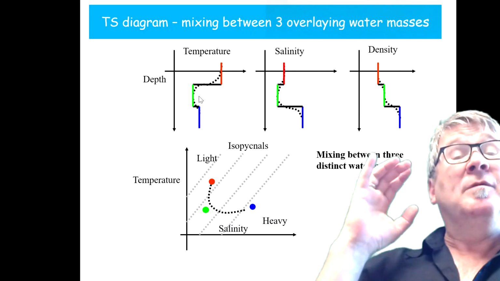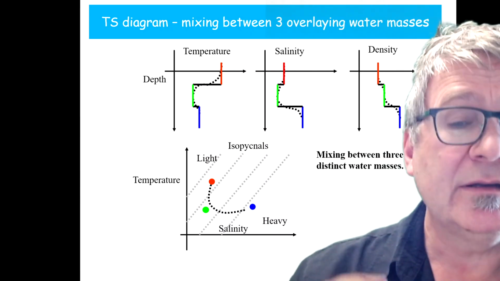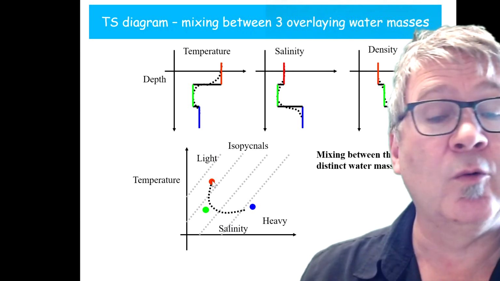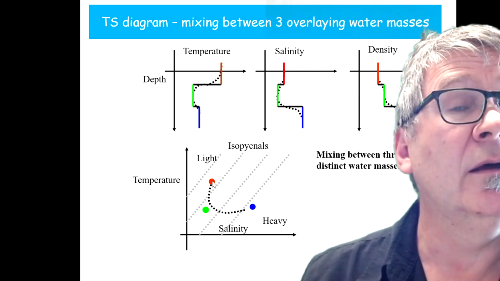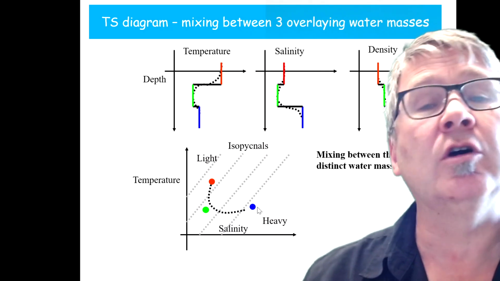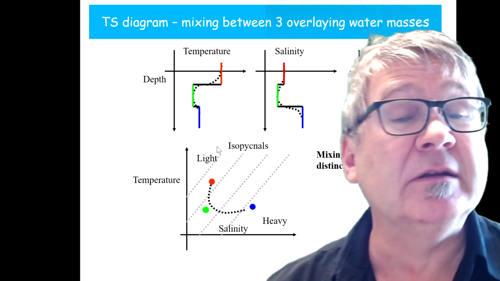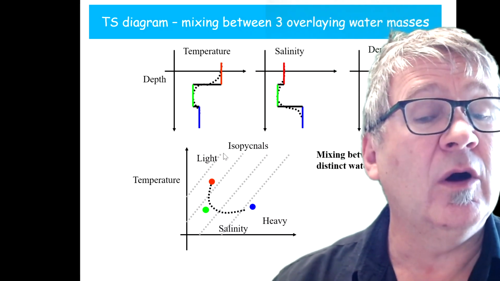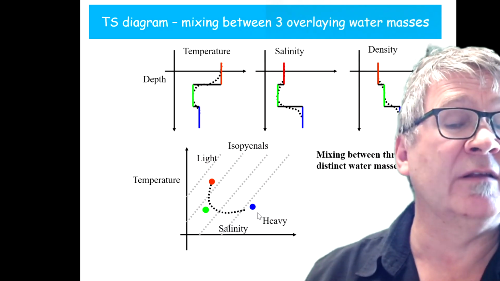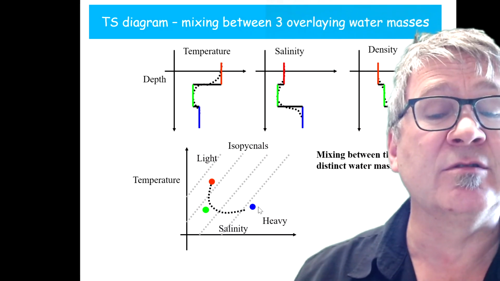And if you now show these 3 original water types in a TS diagram, you get these 3 dots: a red dot for the top layer, a green dot for the middle layer, and a blue dot for the bottom layer. Also shown are the isopycnals, the density contours. On the left, you have the light water, and on the right, you have the dense water. See, as you move from the red to the green to the blue, the density increases.